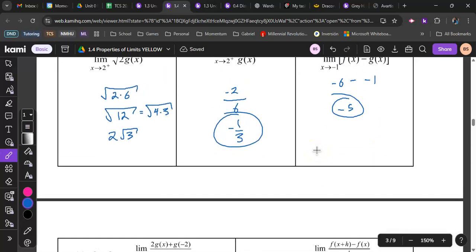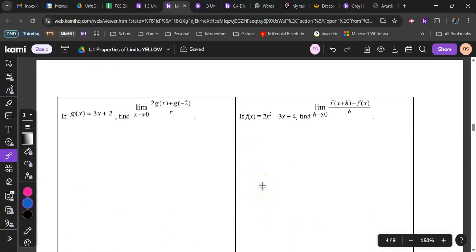All right, can we keep going? Try some hard ones? I know, they're not that much harder. They're just a little bit. Just a little bit.